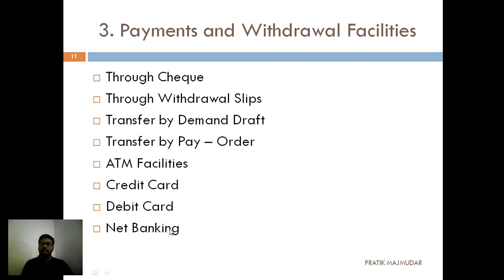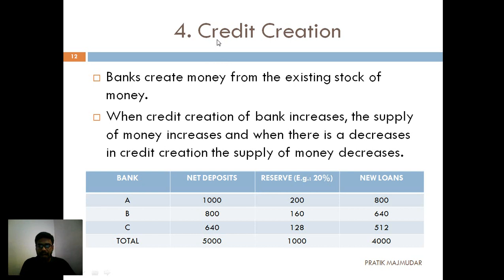Okay, now let's see the fourth one, that is credit creation. This is primary function number 4. Now what is called credit creation? Banks create money from the existing stock of money. For example, these are the names of the banks: Bank A, Bank B and Bank C. Suppose a person came to Bank A and deposited 1000 rupees.